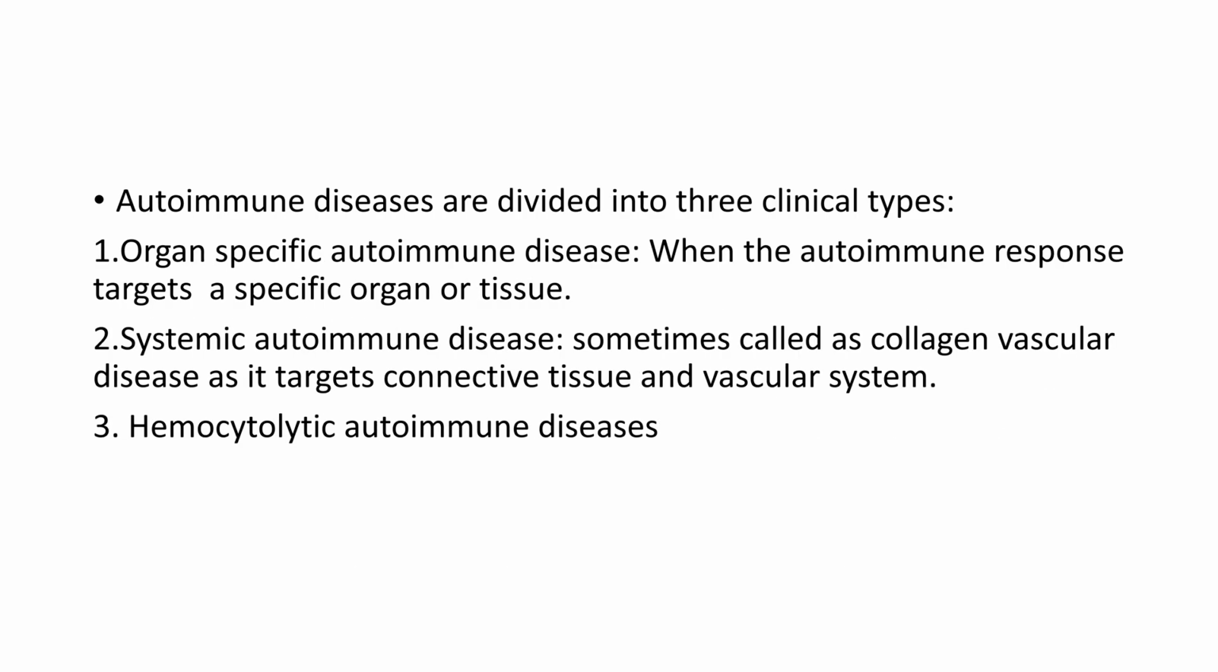Now the types. Autoimmune diseases are divided into three clinical types. First is the organ-specific autoimmune disease. When the autoimmune response targets a specific organ or tissue, it is called organ-specific autoimmune disease. Second is systemic autoimmune disease, sometimes called collagen vascular disease, as it targets connective tissue and the vascular system. The third is the hemocytolytic autoimmune diseases.